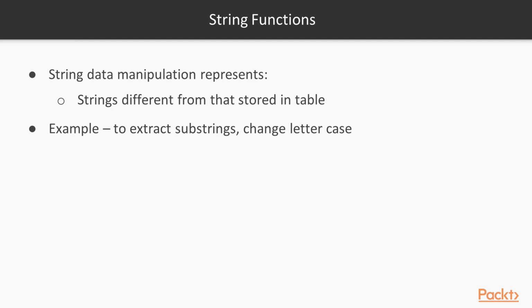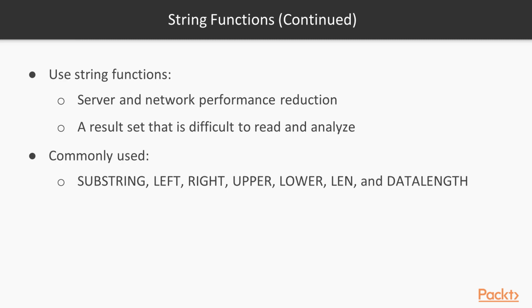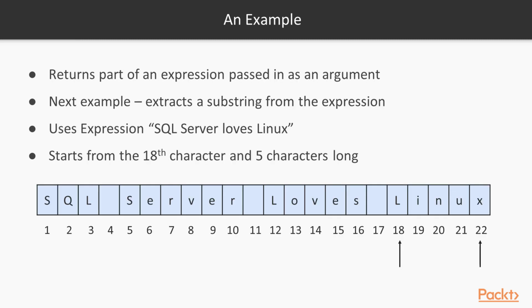Now let's move ahead to the next topic, that is string functions. String data manipulation is mostly used in cases when it's necessary to represent strings in a format that's different from the one stored in the table. For example, to extract substrings, change letter case, and so on. The easiest way to manipulate string data is to use string functions that take a character string as input and produce another character string as output. Some of the most commonly used string functions are substring, left, right, upper, lower, len, and datalength. Let's take a look at each one in detail.